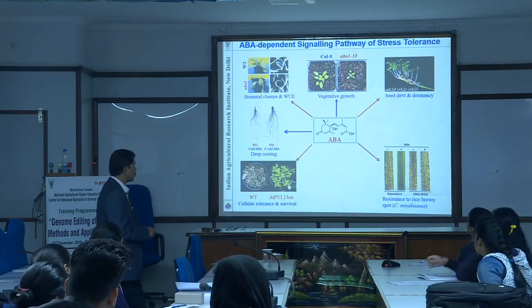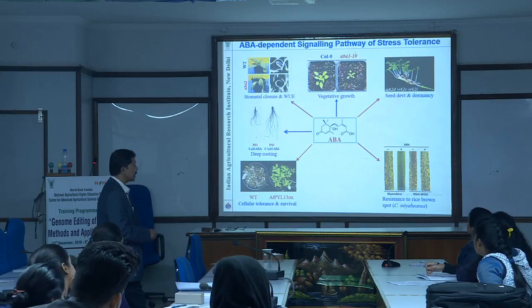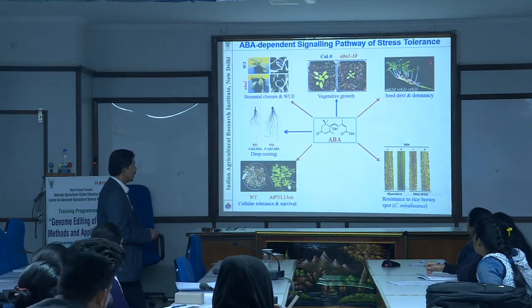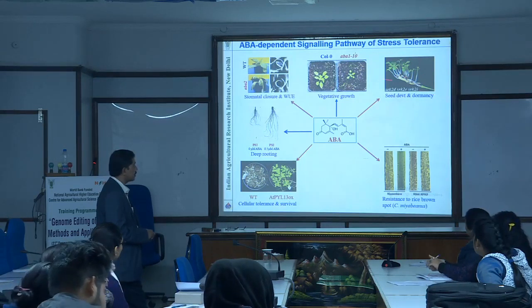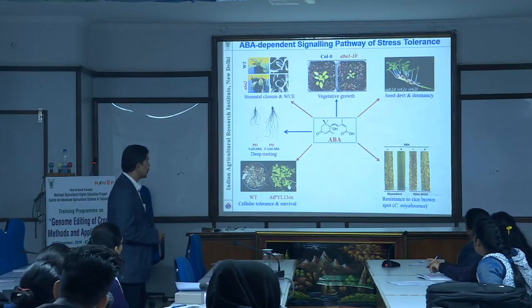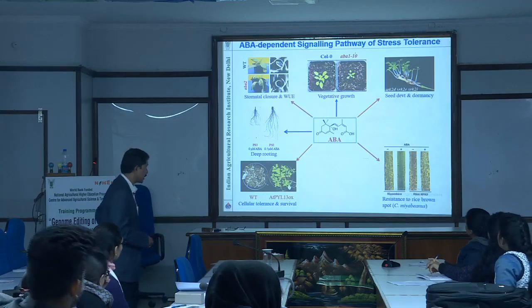This is an ABA1 mutant where ABA is less. If ABA is less, then also growth is less. And for seed development and dormancy, ABA is important. If ABA is not there, the seed is going to germinate on the mother plant. So we will have great difficulty in agriculture.